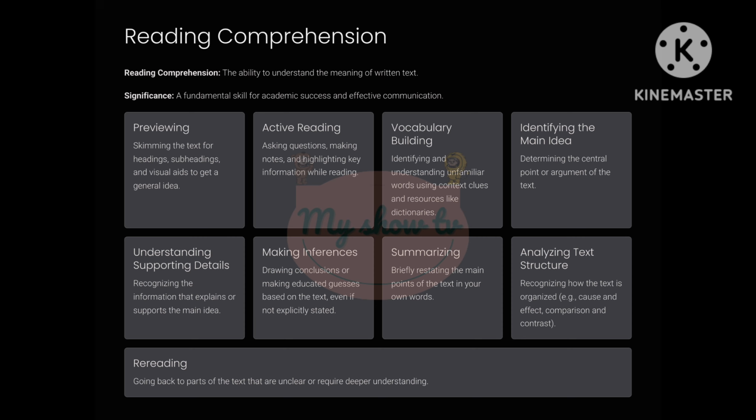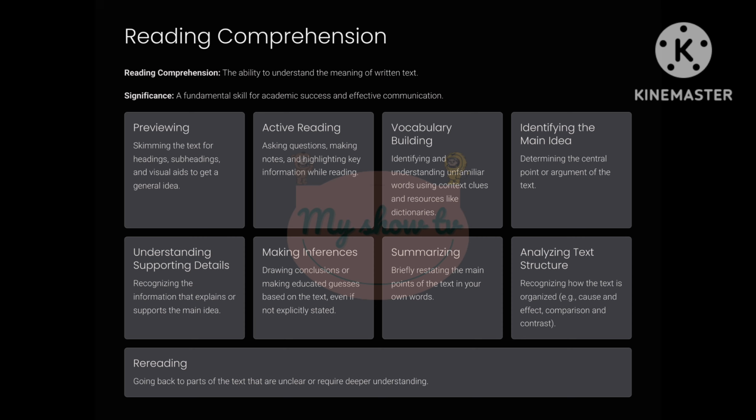Slide 5. Reading comprehension. Finally, let's discuss reading comprehension, which is your ability to understand the meaning of written text. This is a fundamental skill that underpins your academic success in virtually every subject and is crucial for effective communication in all aspects of life. To improve your reading comprehension, here are several effective strategies.